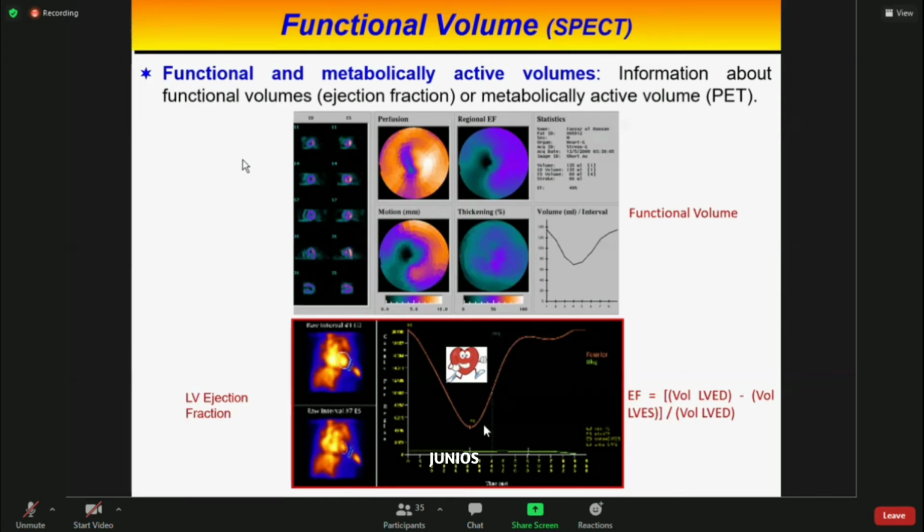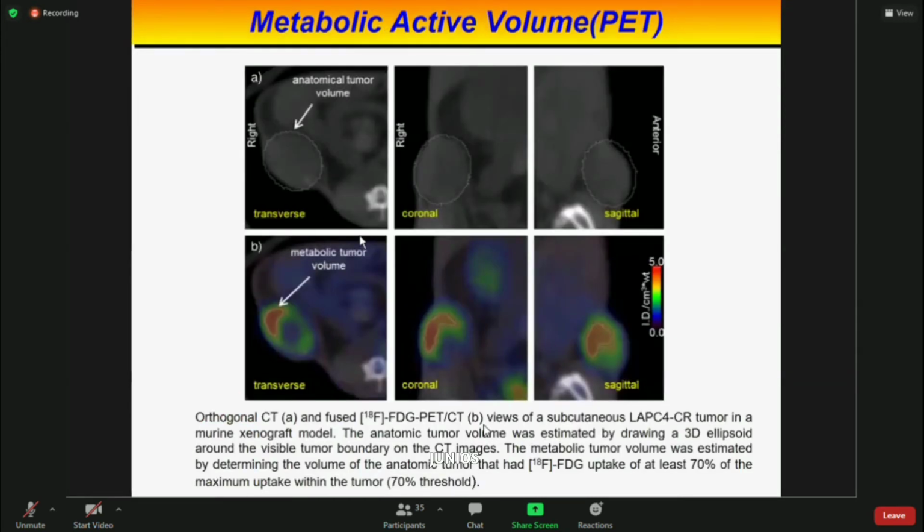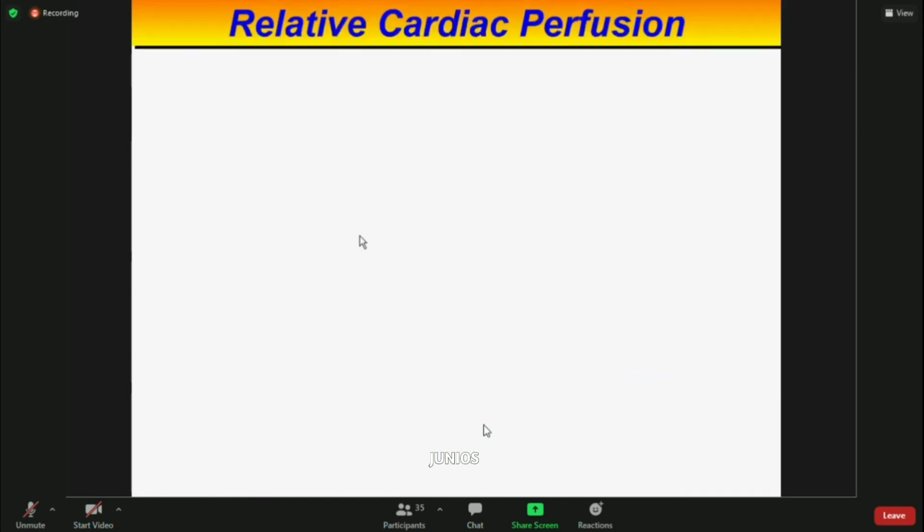The accuracy of this functional volume estimate is thus directly related to the accuracy of the activity measurement. In nuclear medicine, imaging is also used to give information about the metabolic activity, for example, in a volume with impaired metabolism. Relative cardiac study.